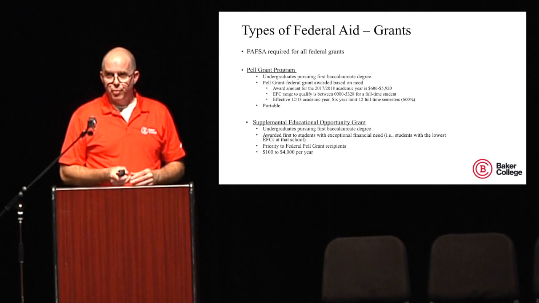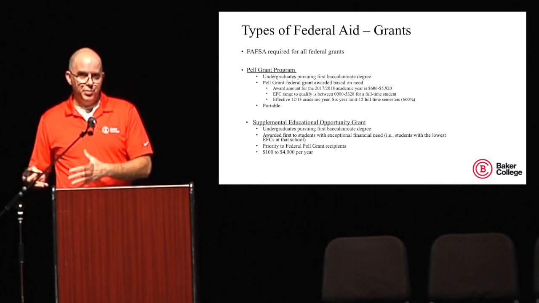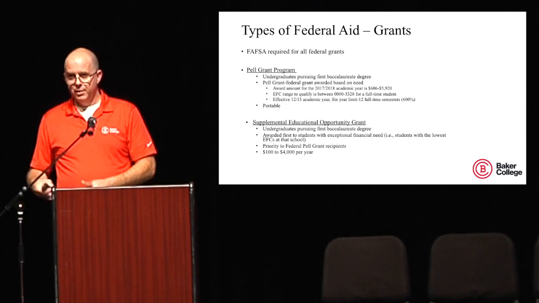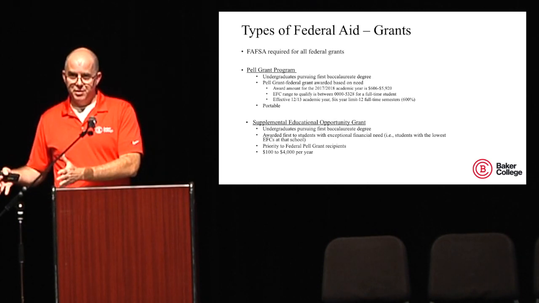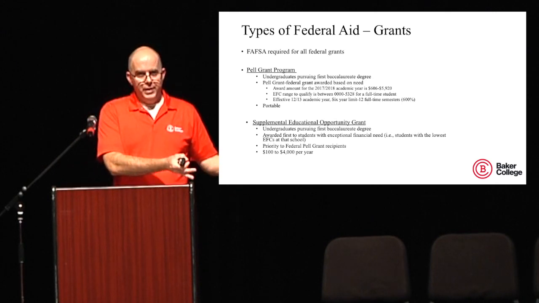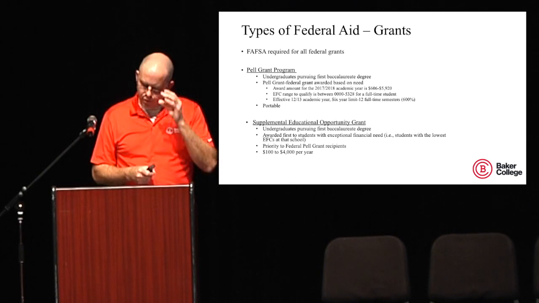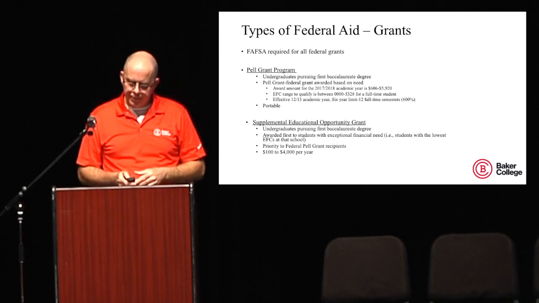The Pell Grant is also portable. So in the instance where the student starts out at school A, let's say they had a $3,000 Pell Grant for the year, $1,500 paid for fall semester. If they decide to go to school B, they can use the other $1,500 of the Pell Grant at school B for the second half of the school year.